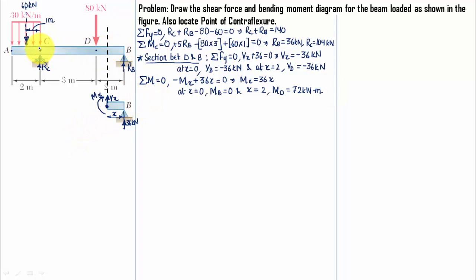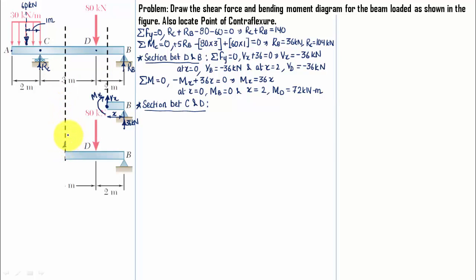Now let's go ahead and do the sectioning between C and D. Let me write this, section between C and D. Okay, so let's have the section line and let's consider the portion of the beam which is towards the right of this section. Here we go, and obviously we have taken the section from the right. The shear force will be upwards, bending moment clockwise, and let's say the distance of this section from the right hand support is represented by simply x.